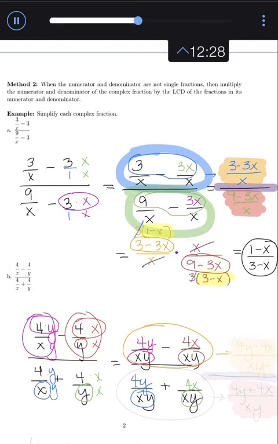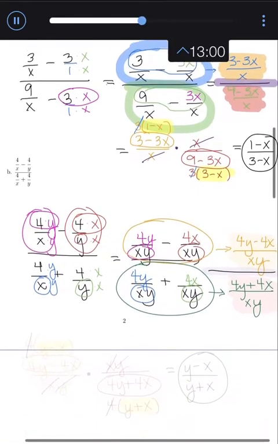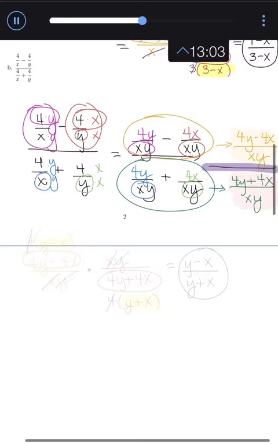So we can go ahead and put our fractions together. What this will give me is 4y minus 4x all over xy on top, divided by, let's see what's going on the bottom. On the bottom, we've got 4y plus 4x over xy. Again, I can put these together because they have a common denominator, but I can't add or subtract because they're not like terms. But just like the last one, now I have division of just one big fraction on top and one big fraction on the bottom.